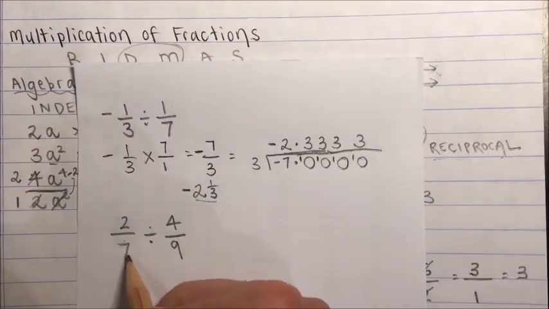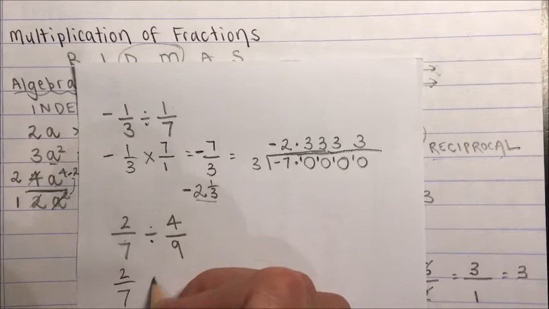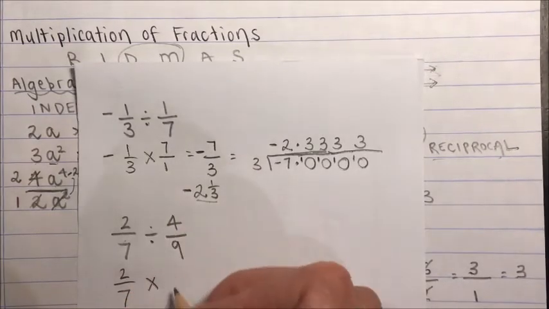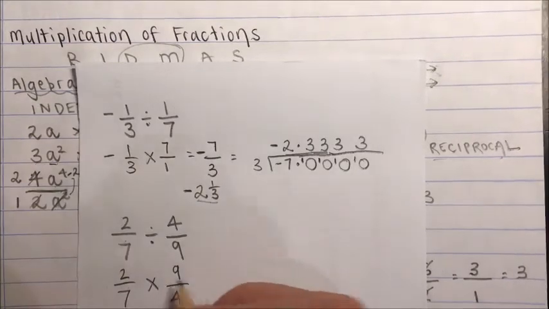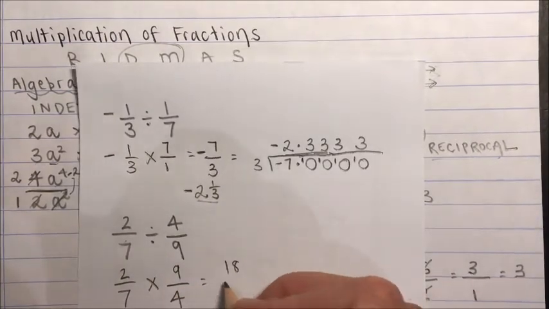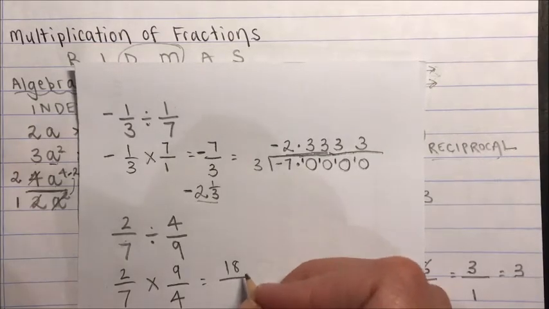So let's have a look here. We'll try this one. Keep the first, 2/7, change this to multiplication, and turn that into its reciprocal. So 2 times 9 is 18. 7 times 4 is 28.